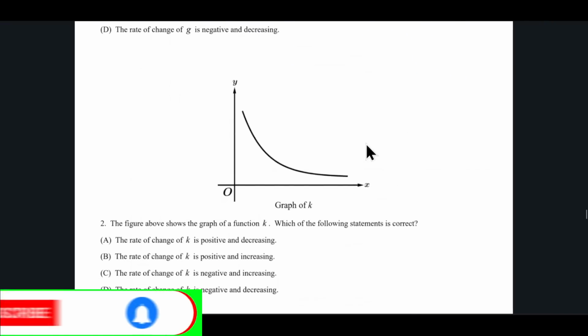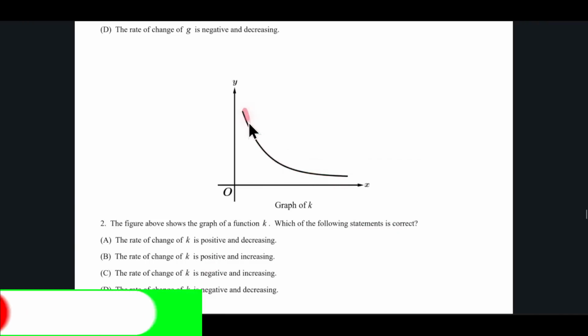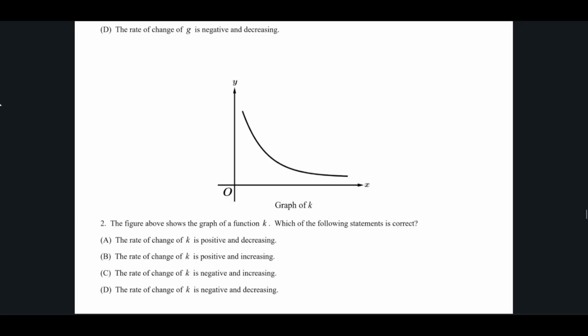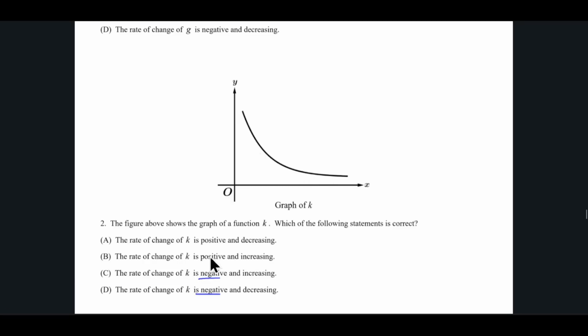Okay, last question for this video. The figure over here is the same thing. So is the function increasing or decreasing? It's decreasing, which means that the ROC is negative. And is the function smiling or frowning? It's smiling, which means that the ROC is increasing. So option C is the best choice.